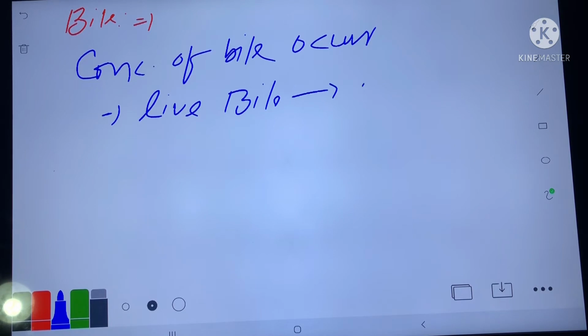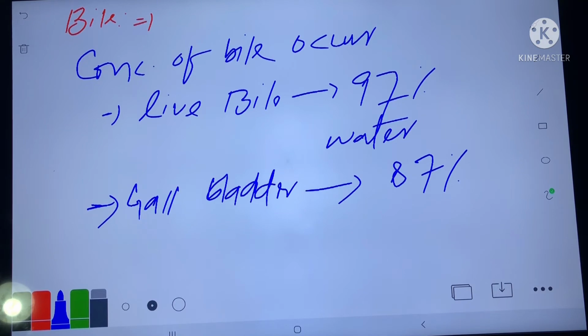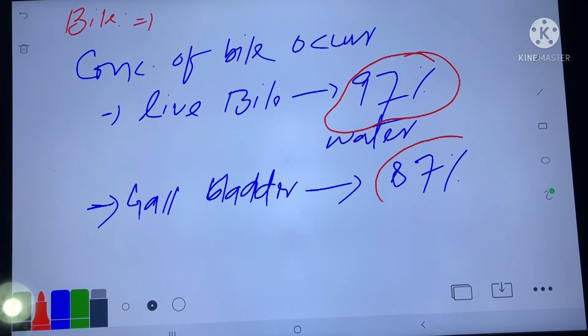So here two important points should be noted. First, liver bile is 97% water, and that bile which is produced inside the liver and reaches the gallbladder, where the concentration takes place, the gallbladder bile consists of 87% water. The liver bile is 97% water and the gallbladder bile is 87% water because of the concentration of the bile inside the gallbladder.